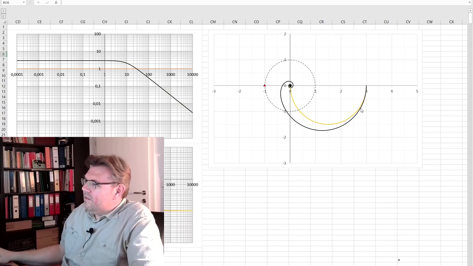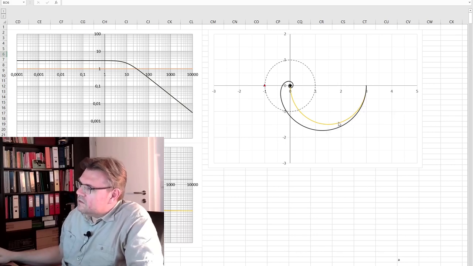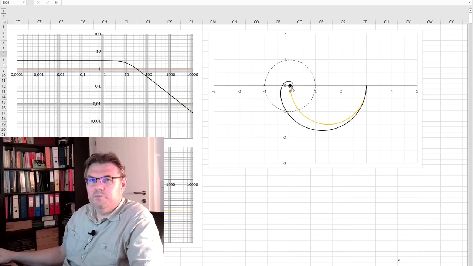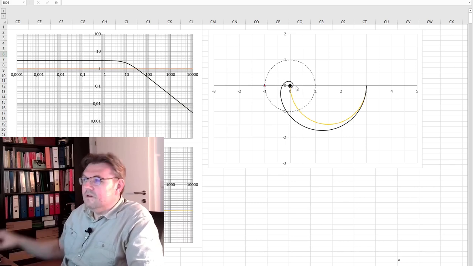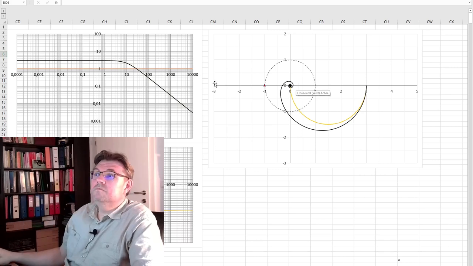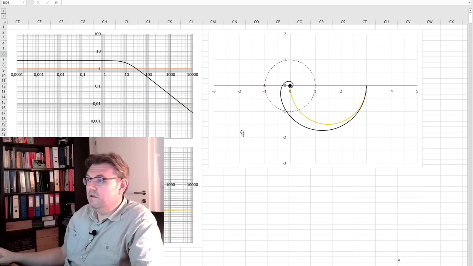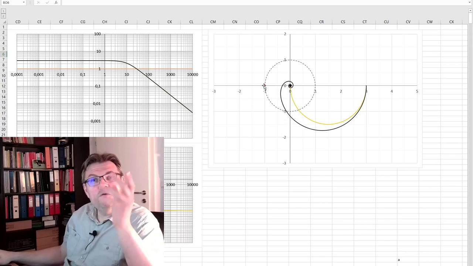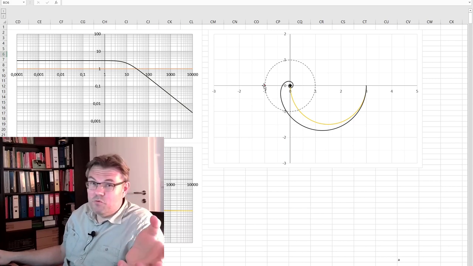So this point is going there somewhere, this point is going there somewhere, and so on. And here in the middle, you see, it looks like a pigtail. Let's call it pigtail. Yeah? It's because it's adding more and more phase simply. And you see what is happening with the stability here, the Nyquist point with a PT1 element, it cannot be reached.